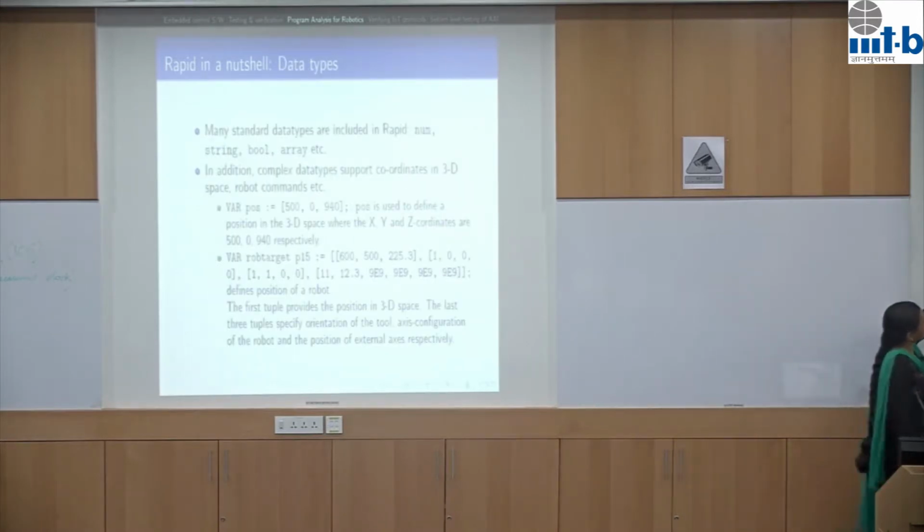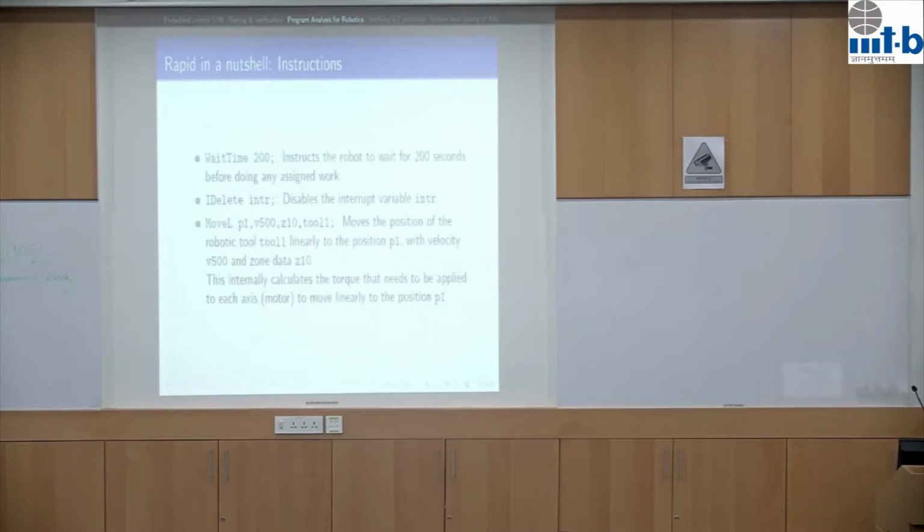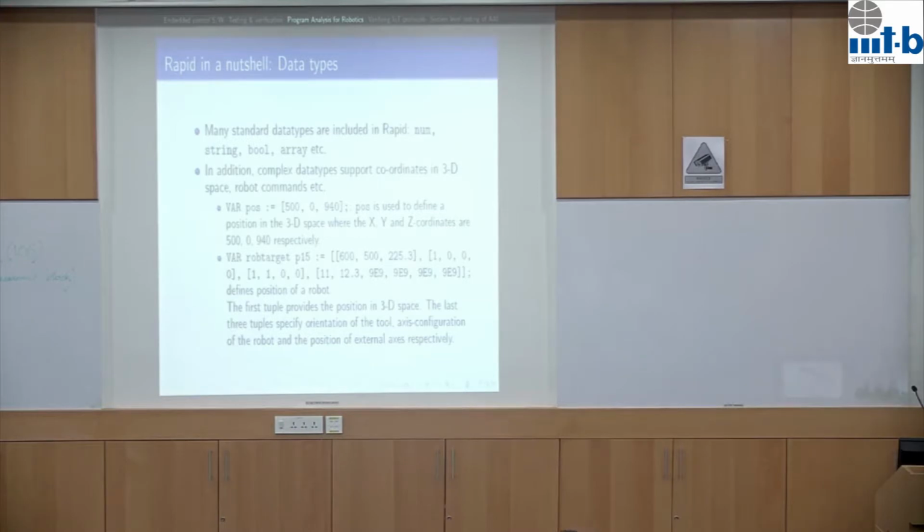Then it has standard data types, the usual ones. Numbers means integers in Rapid, string, boolean, array, and all. And then it has these complex data types. If you read this, it says what that particular point is in X, Y, Z coordinates. So a normal three-dimensional coordinate system. If you remember, we saw an instruction which says move linearly starting from point P1 into zone 10. How do I specify a point P1? I specify it like this. So this specifies point P15. I'm not going to go into the details, but the first three parts specify the position in the three-dimensional system. Then this one specifies what the tool looks like.